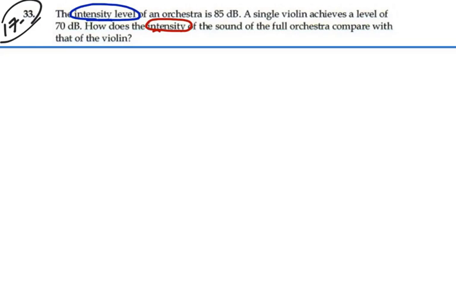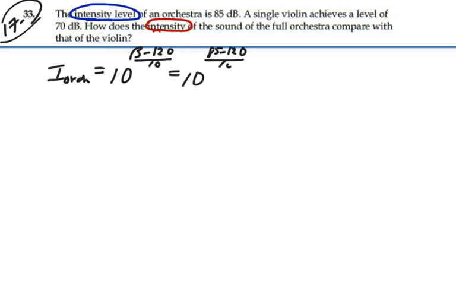So if we look at the intensity of the orchestra, that should be equal to 10 to the intensity level minus 120 over 10. So in this case, that's going to be 10 to the 85 minus 120 divided by 10, or 10 to the negative 3.5 power.